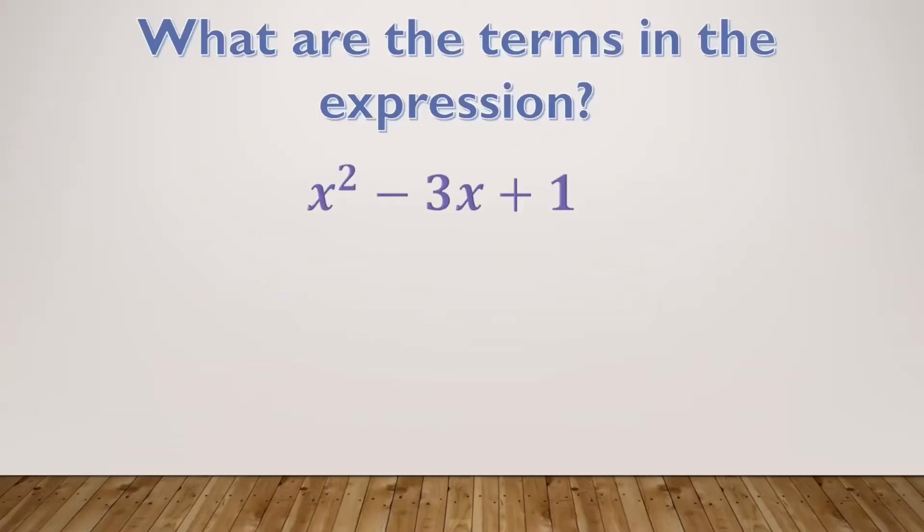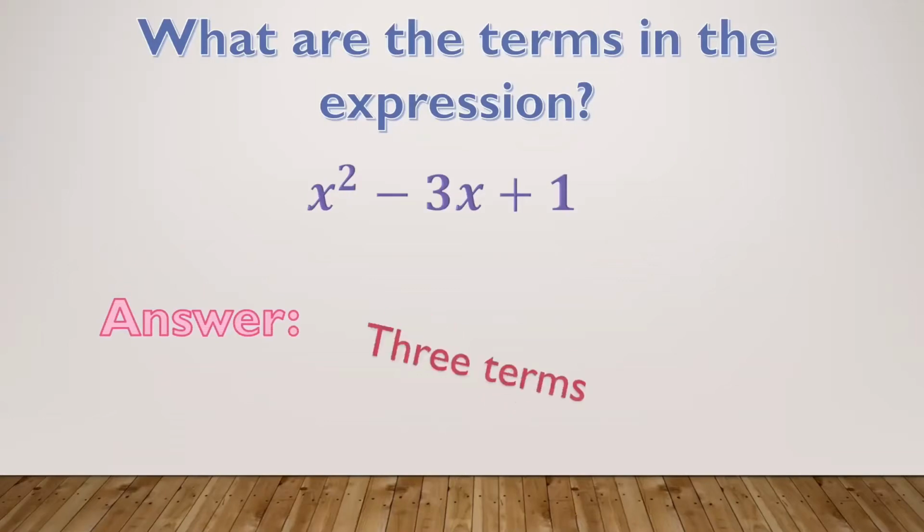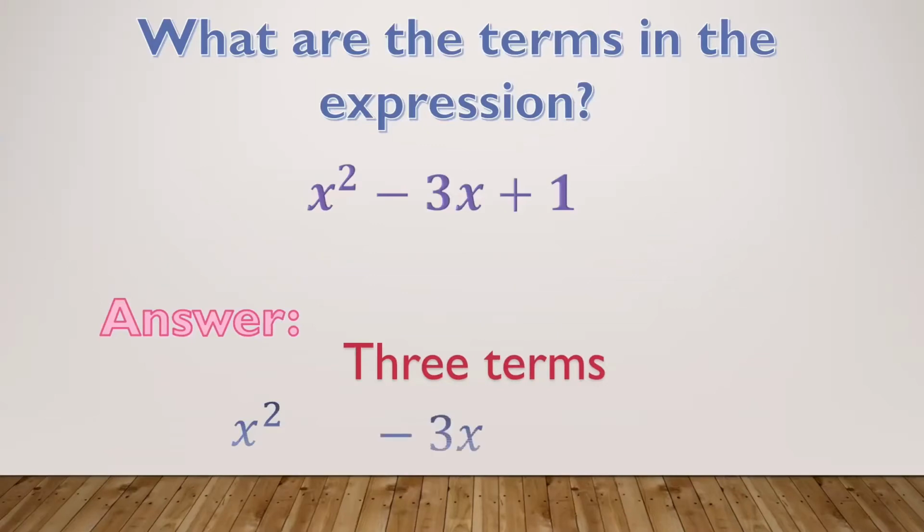Okay, so let's take our vocabulary here. What are the terms in the expression? Well, let's look at this. How many terms are there in this one? This one has 3 terms. You have x squared, negative 3x, and 1.